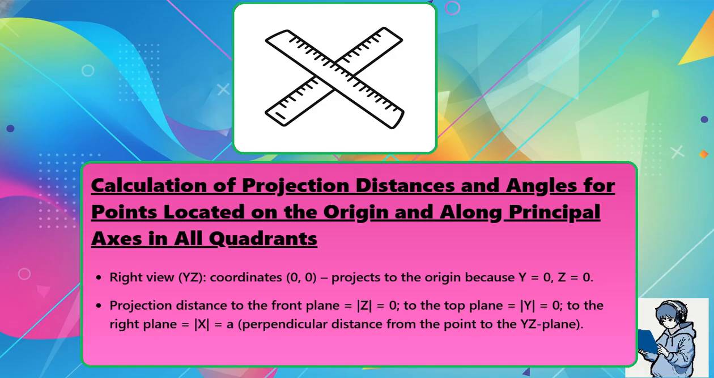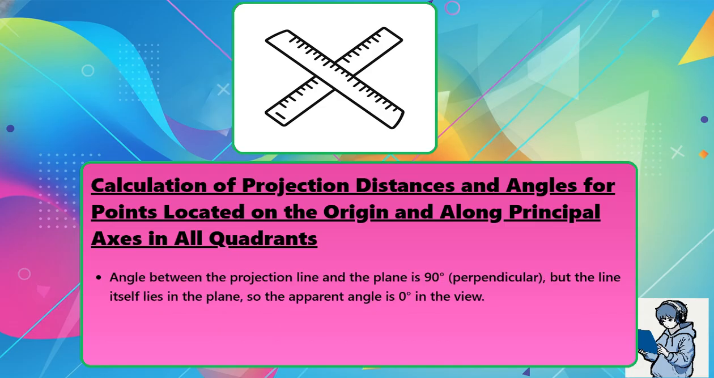Projection distance to the front plane is absolute z = 0, to the top plane absolute y = 0, to the right plane absolute x, a perpendicular distance from the point to the yz plane. Angle between the projection line and the plane is 90 degrees, perpendicular, but the line itself lies in the plane, so the apparent angle is 0 degrees in the view.